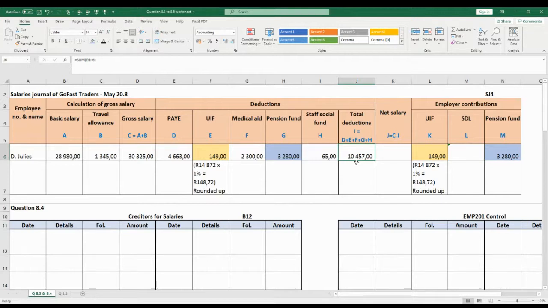Okay, but what information did they also give us? They told us that the SDL remuneration was 26,776 Rand. Now, where do I use that information in this journal? What column have I not completed yet? Okay, so Tomelo says the SDL contribution by the employer. Okay, now who can tell me what is the calculation for the amount in that SDL column, column L?